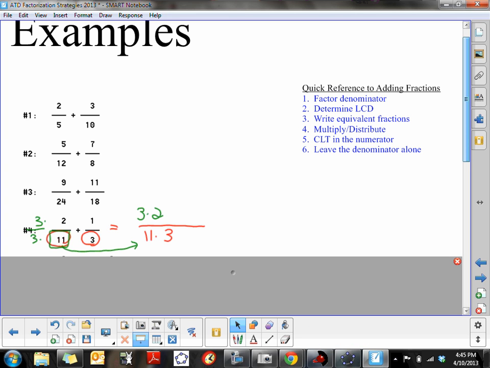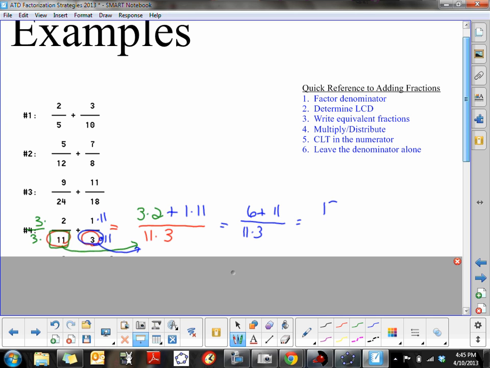Then the next thing we're going to do is compare our denominator 3 to our common denominator. Well, this one's missing the 11, so I take it times 11 to create an equivalent fraction, multiply the top times 11. So that's 1 times 11, so plus 1 times 11. Now we multiply, that's 6 plus 11 over 11 times 3, and this is going to be 17 over 11 times 3, or for whatever reason I wrote it backwards, 3 times 11, and that's our final answer.